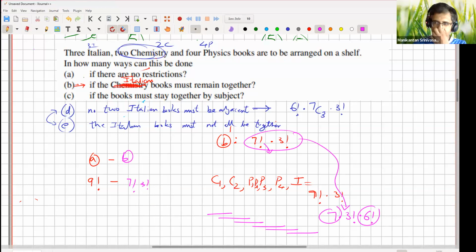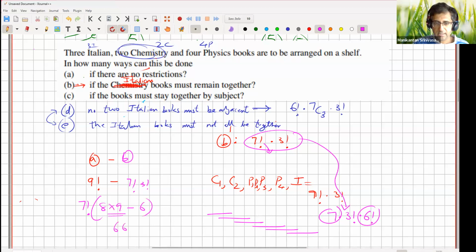Numericals anyone can do, no problem, right? So we can simplify, for example, I can write it as 7 factorial times 8 into 9 minus 3 factorial, right? I can do some simplification like this. So 72 minus 6, 7 factorial into 66, something like this. Okay, all right, almost done.